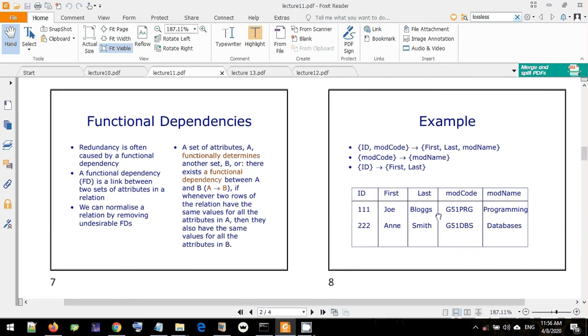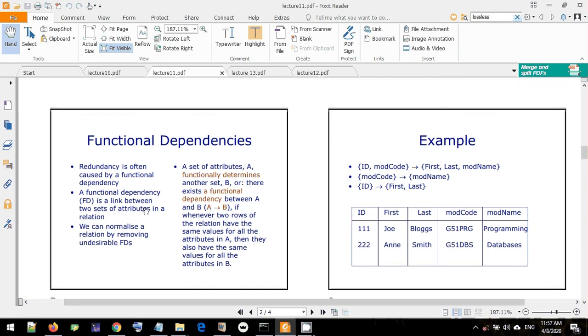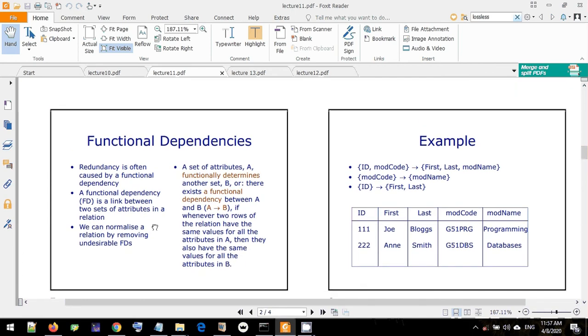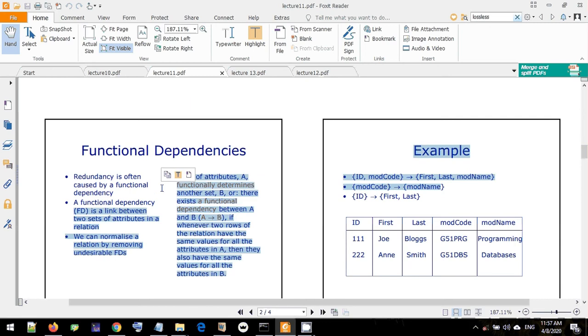Functional dependencies. Redundancies are caused by functional dependency. A functional dependency actually is a link between two sets of attributes in a particular relation, and we can always normalize these relations by removing undesirable functional dependency.